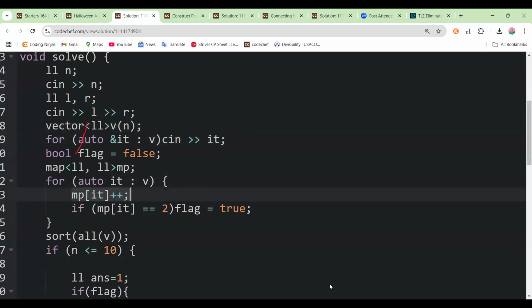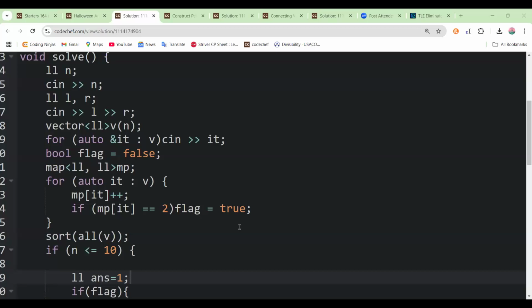Okay, just a minute, guys. So is the screen visible to everyone?